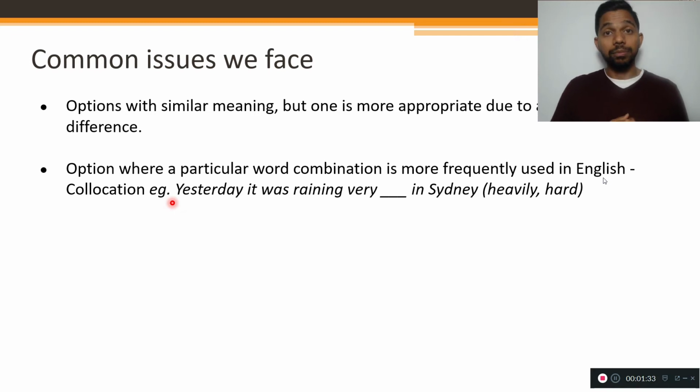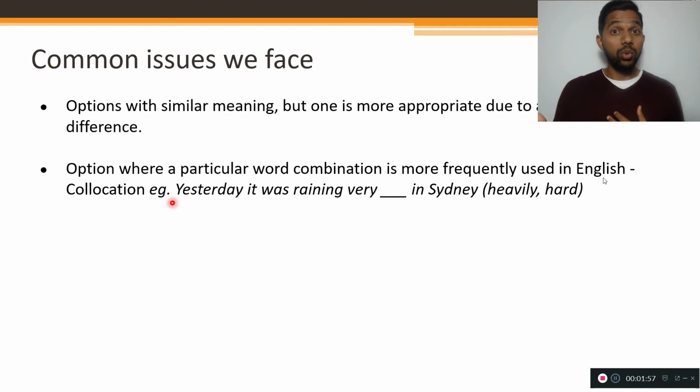For example, if I say, yesterday it was raining very blank in Sydney, and I have two options, one is heavily and the other is hard. So, yesterday it was raining very blank in Sydney, heavily or hard. What do you think is the correct answer? I'll give you some time to think. Okay, so you probably said heavily. Yesterday it was raining very heavily in Sydney.